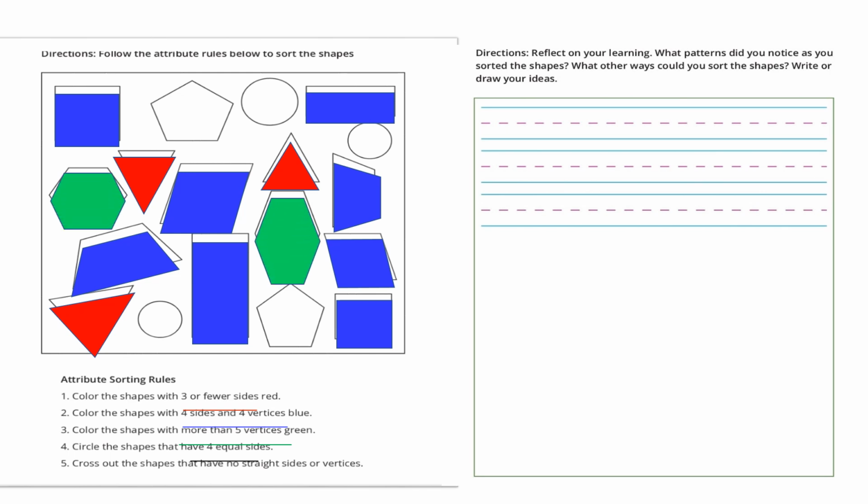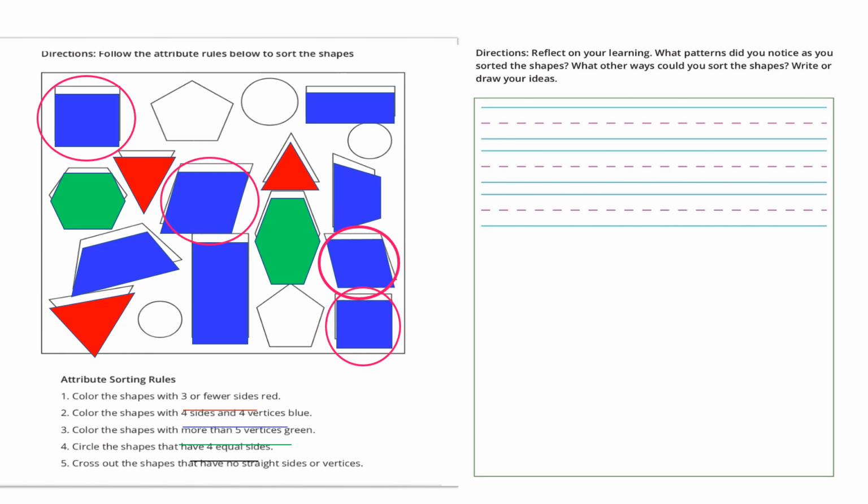Great. Number 4, circle the shapes that have 4 equal sides. These shapes are called what? The first shape with 4 equal sides: square. Square has 4 equal sides. What else? Rhombus, 4 equal sides. So we will circle all squares and all rhombuses.